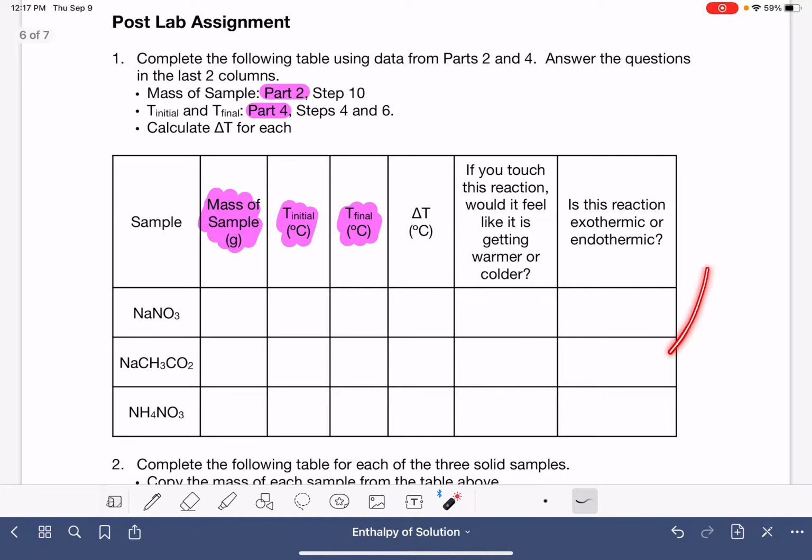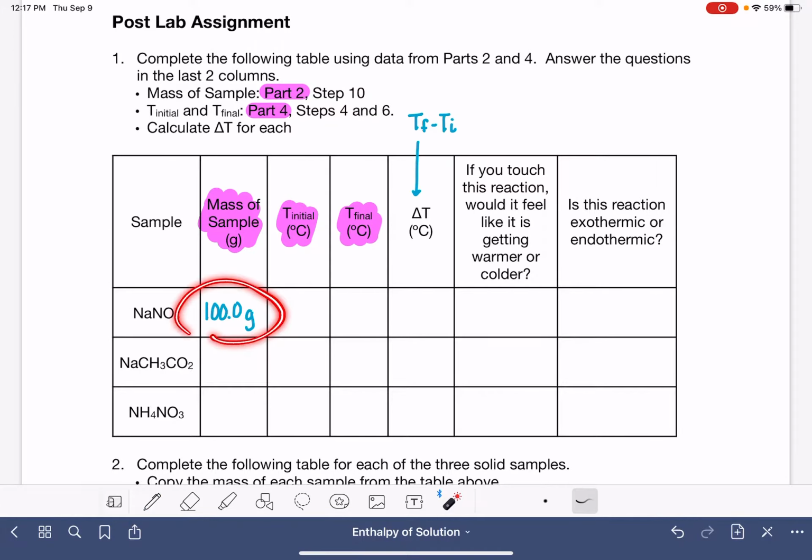The rest of this is going to be stuff that you have to calculate or answer based off of your data. The first thing that we're going to do here is calculate the change in temperature for your solution. Remember, to calculate the change in anything, we want to take the final and from that subtract the initial. I'm just going to put some random data down here. This is going to be data that is absolutely nothing like what you'll be working with in the experiment.